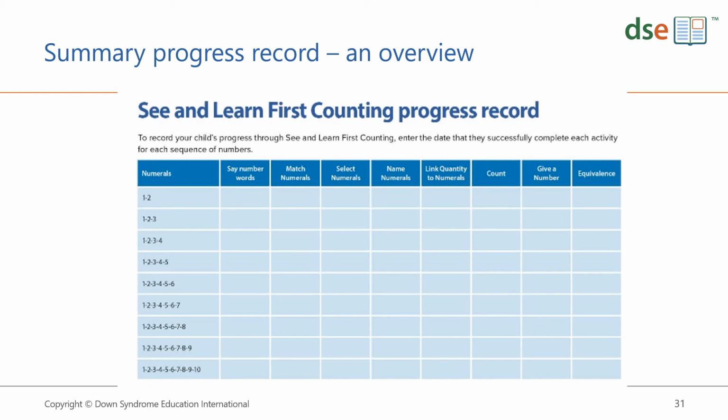Your child may be doing counting up to 3, but still learning to say 4 and 5 and recognize numerals 4 and 5. So this just allows you to have a summary of where your child is on each of the steps. Which number words can they say? Which numerals have they learned to match and select and name? Where are we with quantity? And that's going to be a step that really becomes conceptually more difficult.